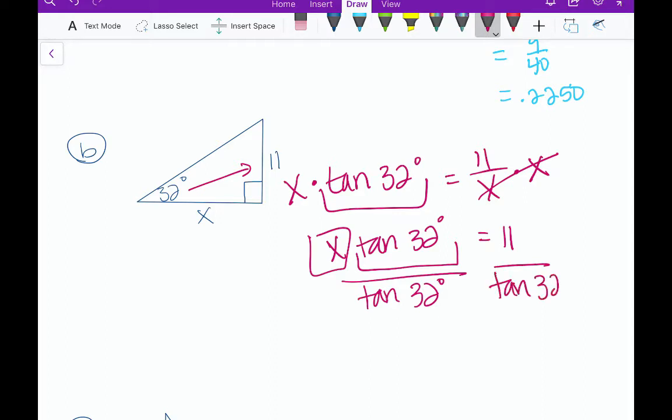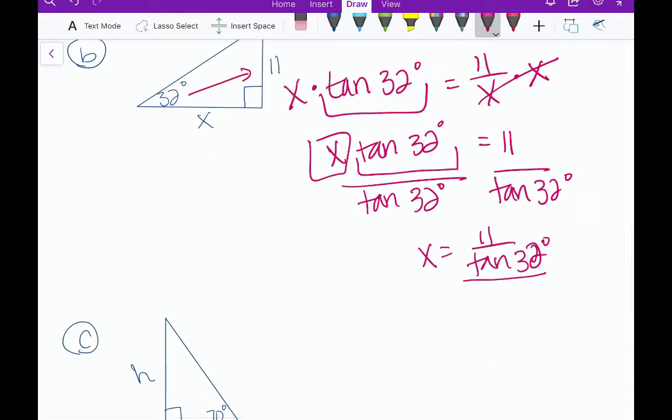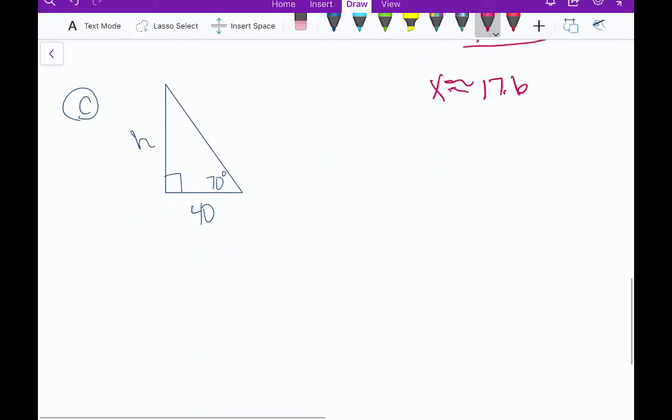So I'm going to divide 11 by the tangent of 32, and put that in my calculator. I would recommend that you put this in the calculator all in one step. Don't find the tangent of 32 and then divide 11 by that, because it's not going to give you the most accurate answer. So it's about, we can go ahead and round this, 17.6. That would be the leg of that triangle.